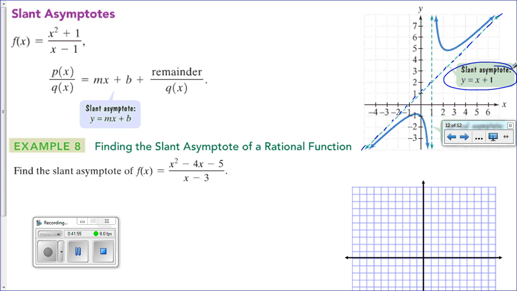But what we could do is divide. We could either use long division or synthetic division. In this case, I'm going to choose to use long division.